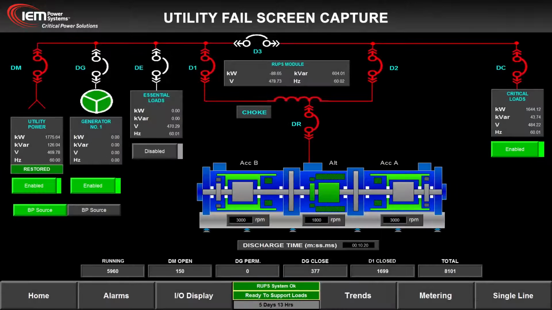Utility fail screen capture. This screen capture of an actual live demonstration is designed to explain in detail the way the IEM Power Systems Rotabloc UPS works. It shows how, even when utility power fails, the integrated Rotabloc UPS system maintains clean, uninterrupted power to the facility's critical loads.